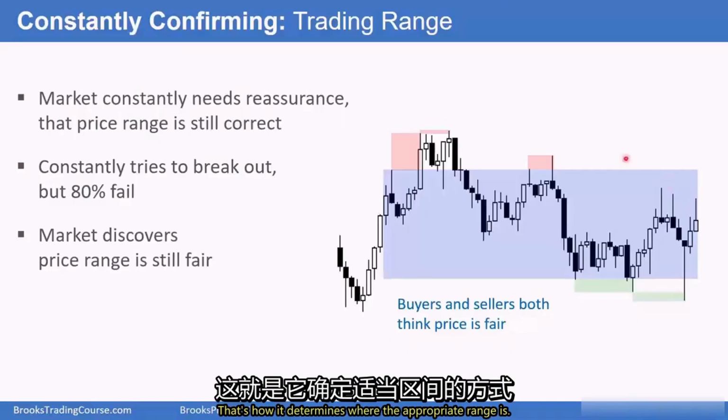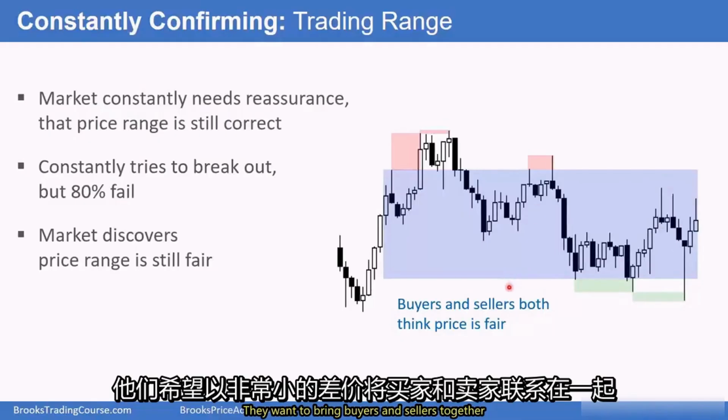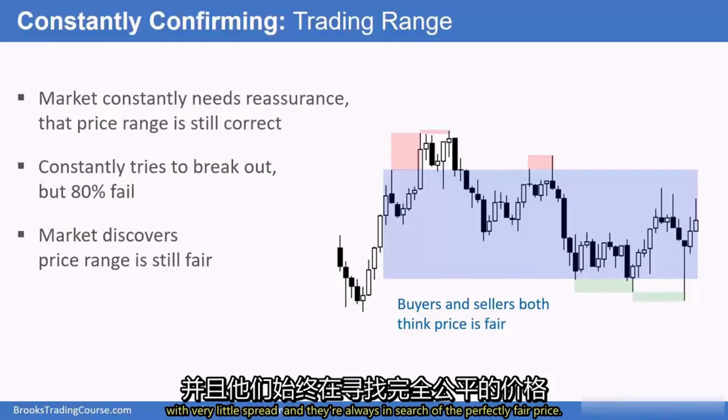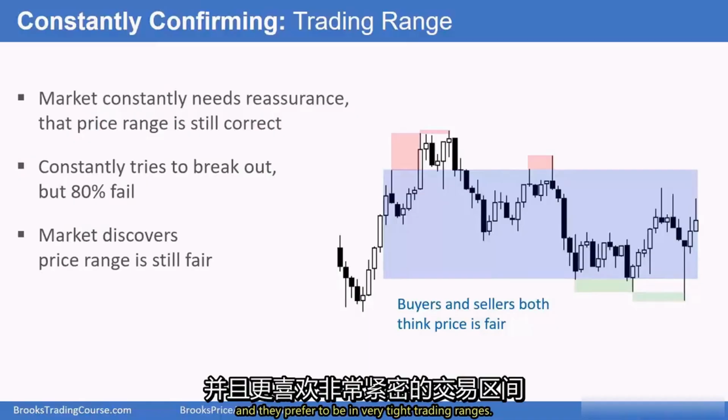That's how it determines where the appropriate range is. And the markets really want the range to be extremely tight. They want to bring buyers and sellers together with very little spread, and they're always in search of the perfectly fair price. The markets always want to be in trading ranges, and they prefer to be in very tight trading ranges.